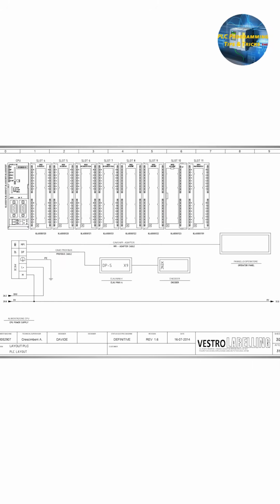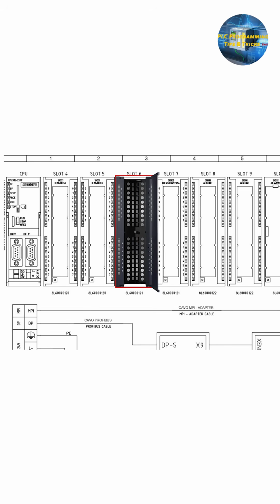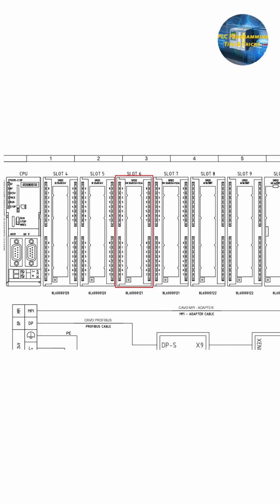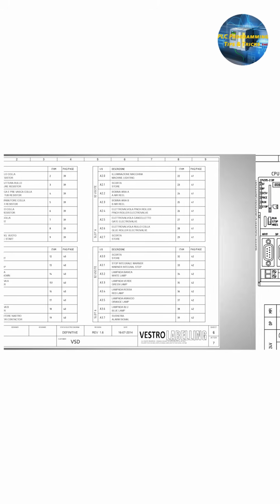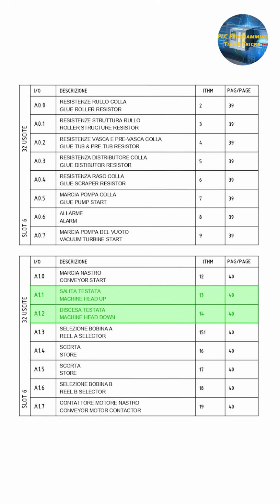First, let's see the PLC layout diagram. A digital output card with 32 digital outputs is installed at slot 6 of the PLC rack. We can see the details regarding this card on the diagram on sheet number 6. As you can see, all 32 outputs are mentioned here along with their addresses in the PLC program. Let's suppose we want to see the wiring for the two outputs A1.1 and A1.2.